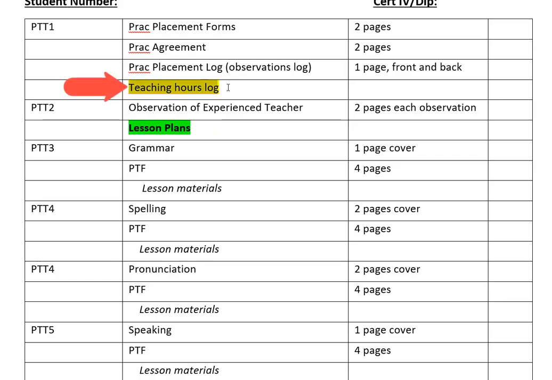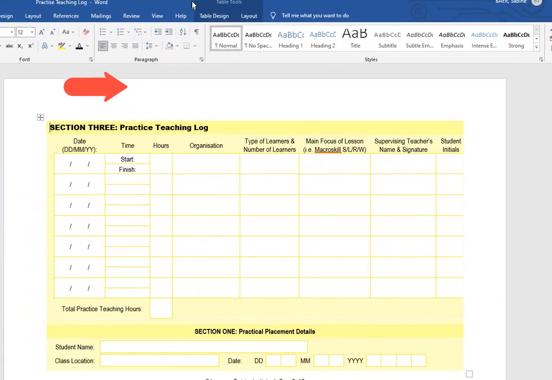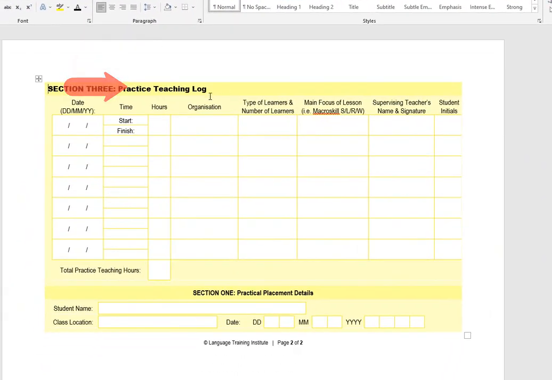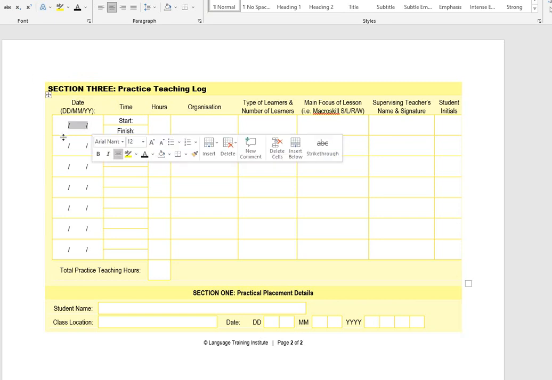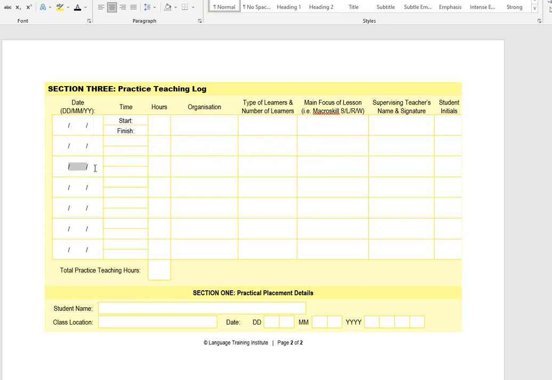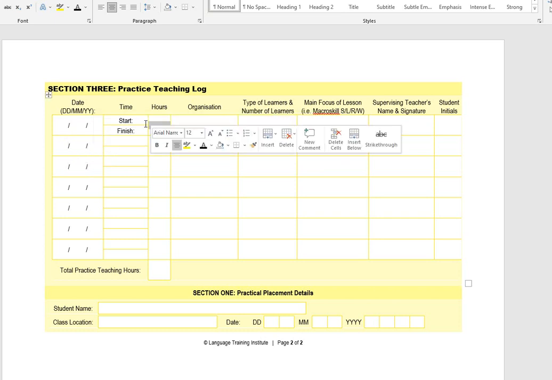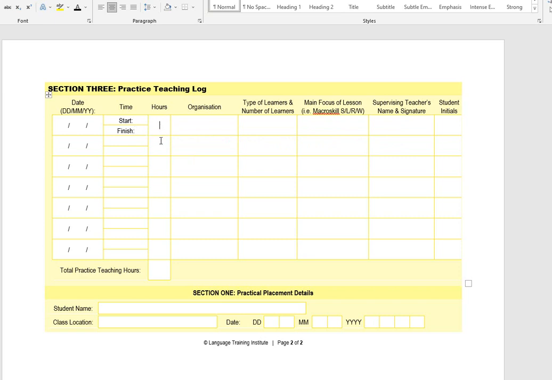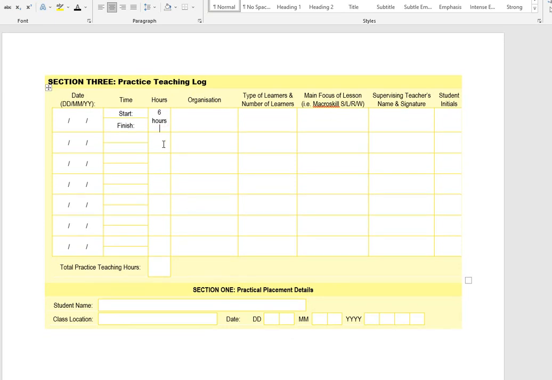Practice teaching hours log. In this form, we need to record the hours that we are teaching. So please ensure that every time you deliver a session, you record which date and the start and finish times. In total, your hours should equate to 6 hours for a Certificate 4 and 10 hours in total for a diploma student. Please ensure you give us information about how many students are in each class and about the type of learners.